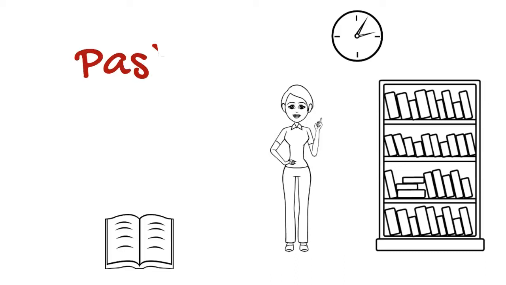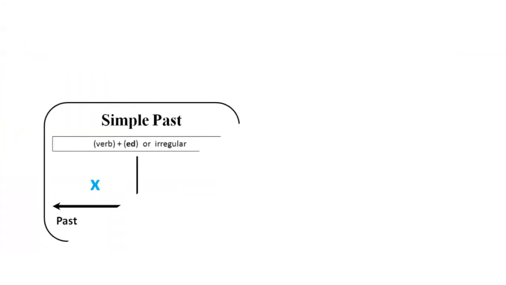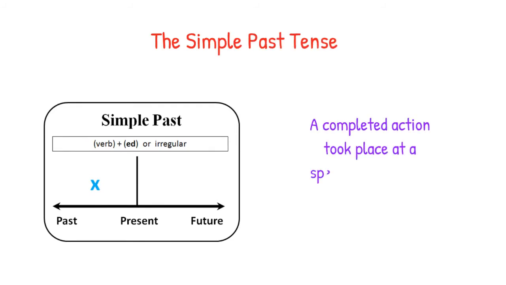Hello everyone! In this video you will learn how and when to use the past simple tense. As you probably know, the simple past is a verb tense that is used to show that a completed action took place at a specific time in the past. So now let's look at the form of the simple past tense.